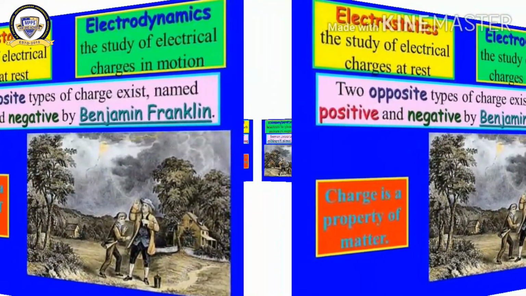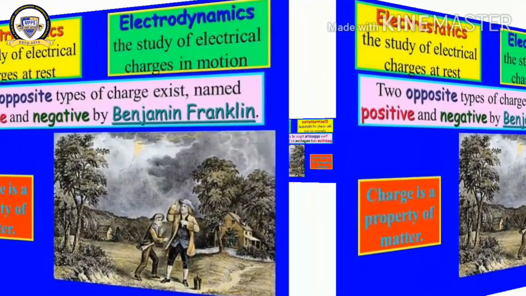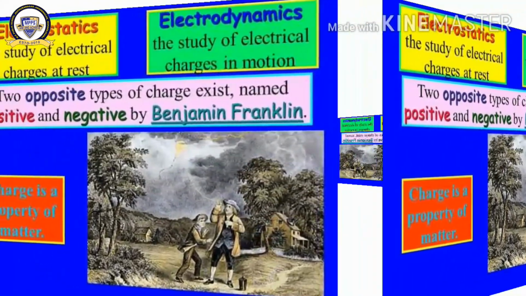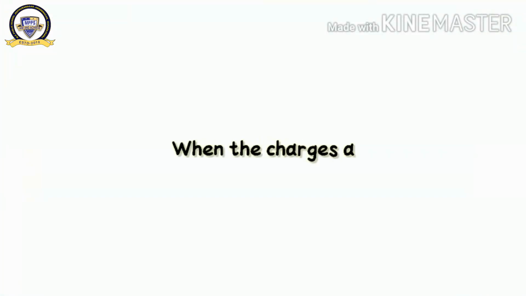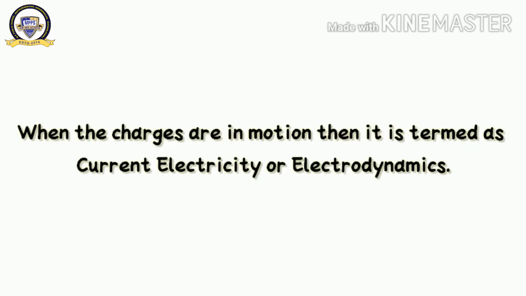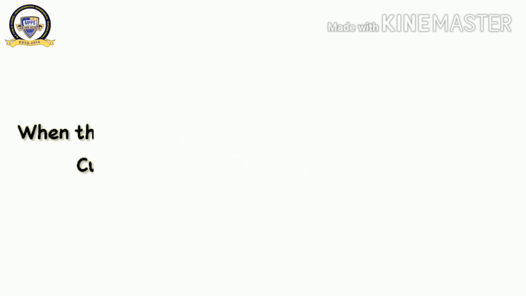You should remember that electric charges are of two types. The first one is positive charge and the other is negative charge. These two types of charges were termed by Benjamin Franklin. Now we can define current electricity: when the charges are in motion, it is termed current electricity or electrodynamics. Let's start with the topic electric current.